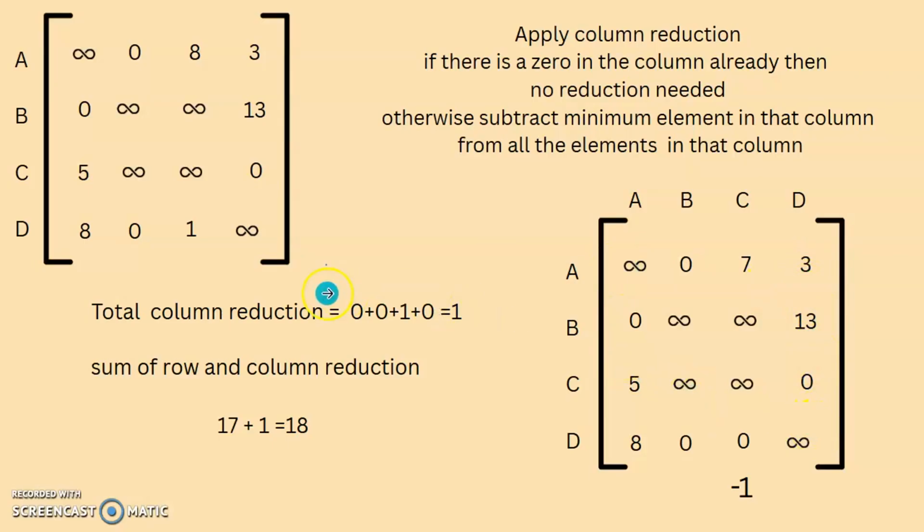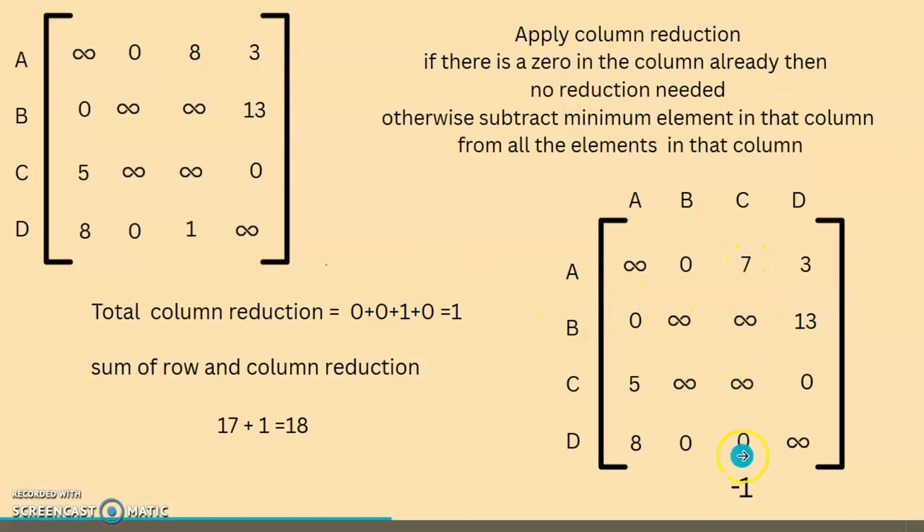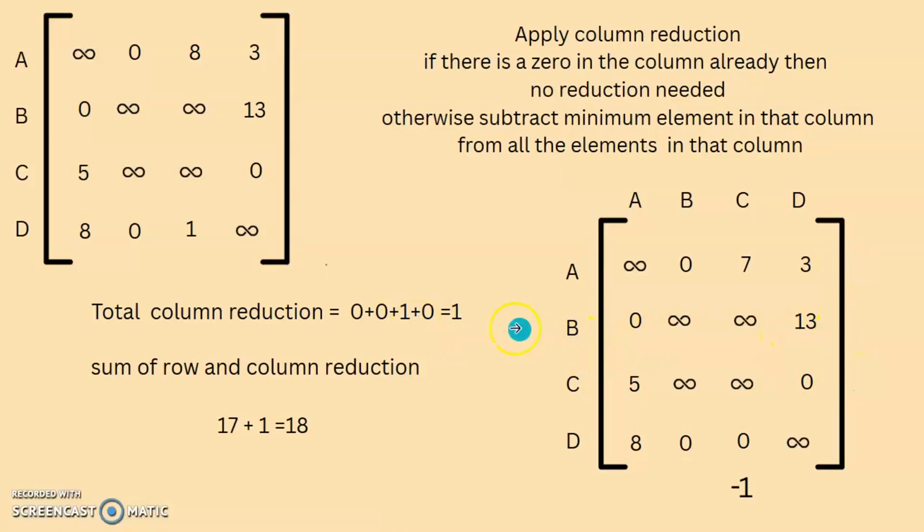So now, what is the total column reduction value? First column, no reduction, 0. Second column, no reduction, 0. For the third column, we have subtracted by 1, so you take the absolute value 1. Fourth column, no reduction, you take it as 0. So total column reduction is equal to 1. Sum of row and column reduction: we have already calculated row reduction value 17, column reduction value 1, 17 plus 1, 18.